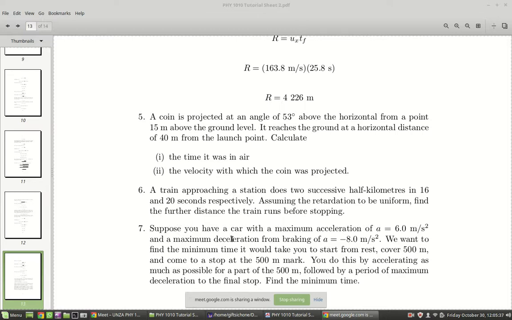So the question reads: a coin is projected at an angle of 53 degrees above the horizontal from a point 15 meters above the ground level. It reaches the ground at a horizontal distance of 40 meters from the launch point. Calculate A, the time it is in air, then B, the velocity with which the coin was projected.